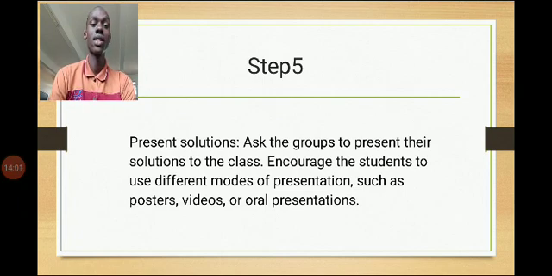As my previous colleague has just discussed step 4, it's all about developing solutions. So I'm here to talk about presenting the developed solution. After students have discussed in their various groups, you inform them to present their solutions to you. The group leaders will need to present their findings to the rest of the class.